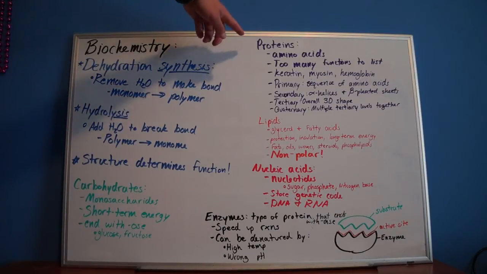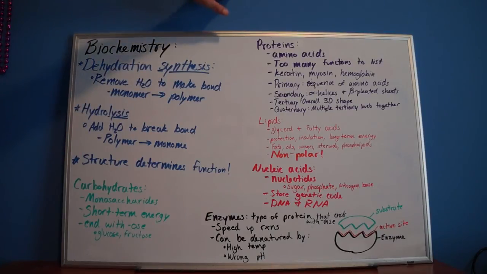Proteins are made up of amino acids. There's 20 of them. There are too many functions, so we don't usually give them one. Some of their examples are things like keratin, myosin, hemoglobin, actin, those types of things.